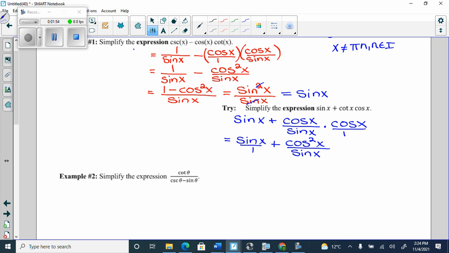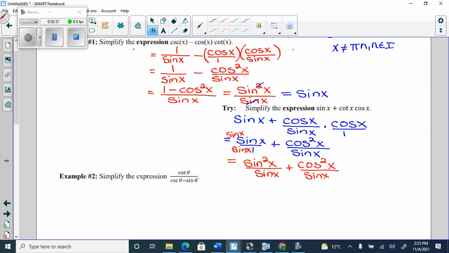In order to add fractions, you need a common denominator. This one is a 1. This one is a sin x. So all I have to do is to the left side multiply it by sin x, sin x on the top, sin x on the bottom. So I'm technically going to get sine times sine, which is sine squared x over sin x plus cos squared x over sin x. Now what can I do?